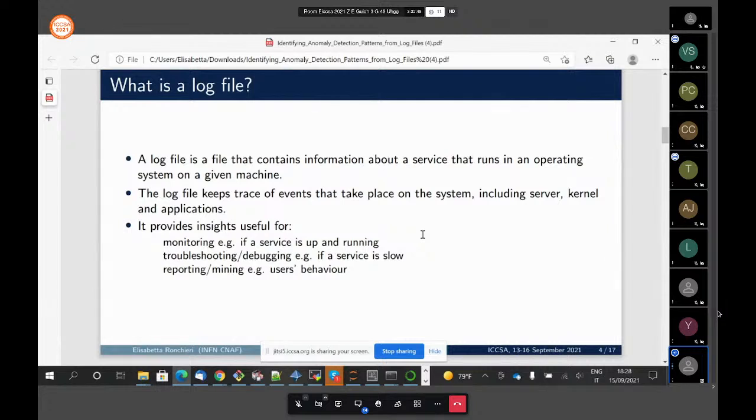By analyzing this information, it's possible to determine if a service is up and running or if it is eating memory, if the service is quite slow, or if a user is authorized to perform a specific operation.